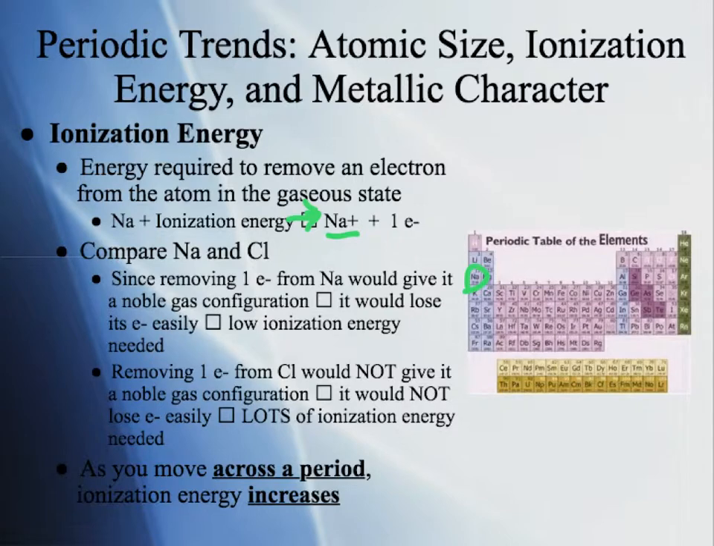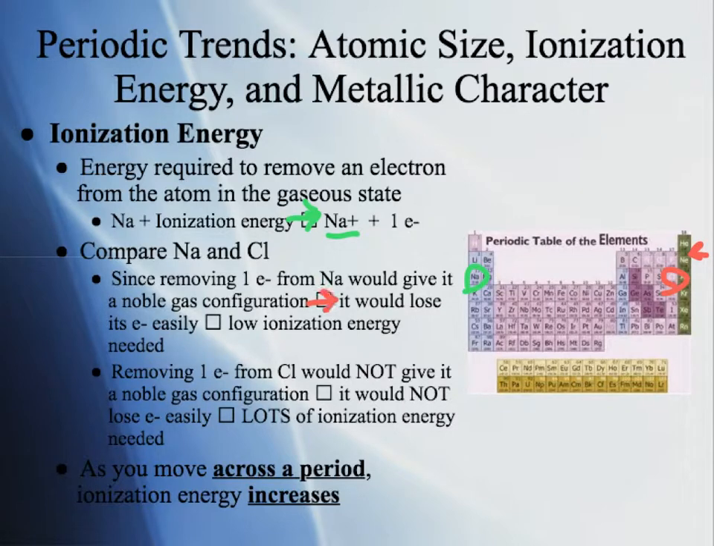Now let's compare sodium and chlorine. So we have sodium, and we've got chlorine over here on the other side. Since removing one electron from sodium would give it its noble gas configuration, if he loses one, he'd be just like neon over here. He's good with that. He likes that. He wants to do that.